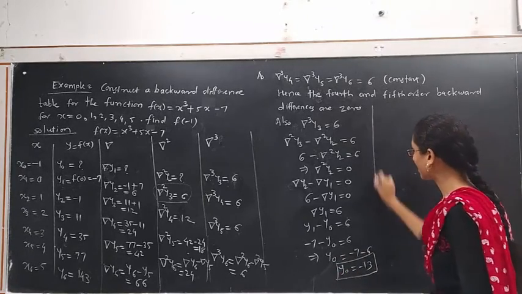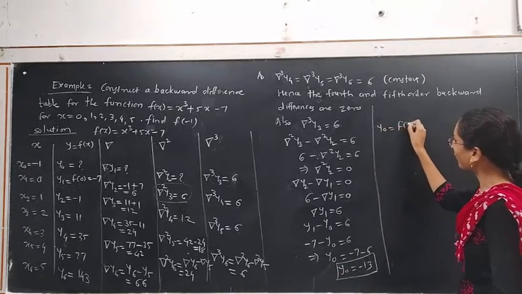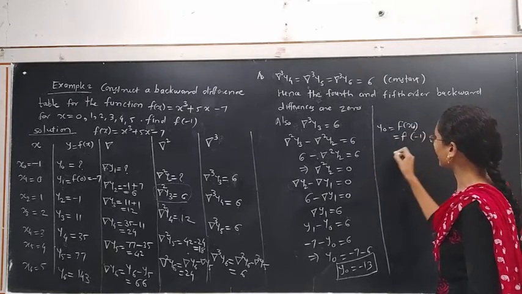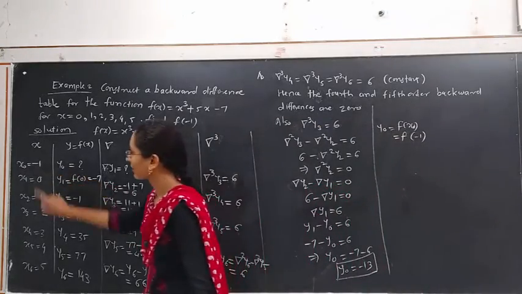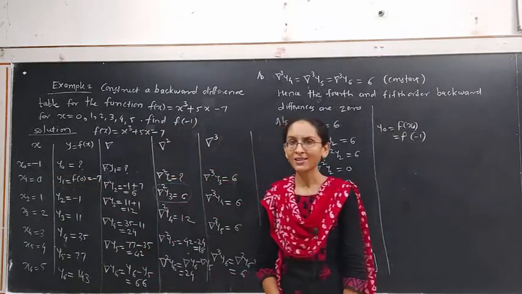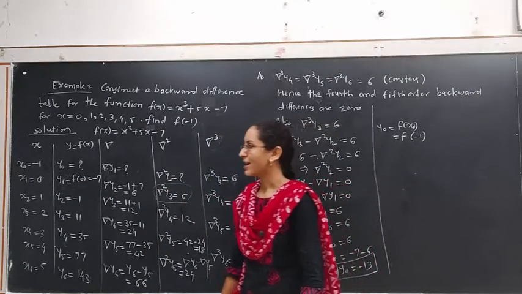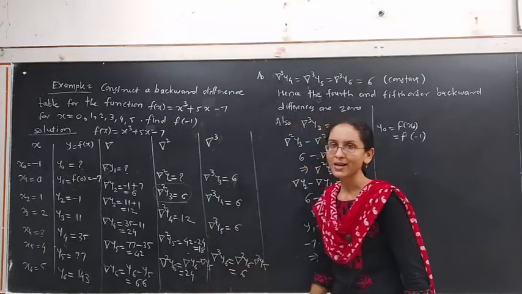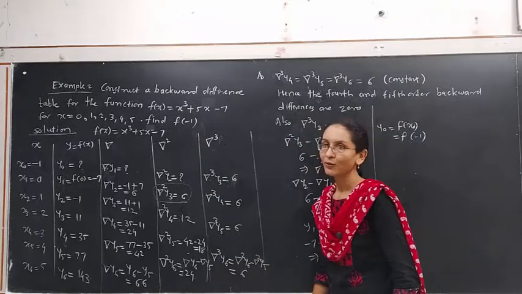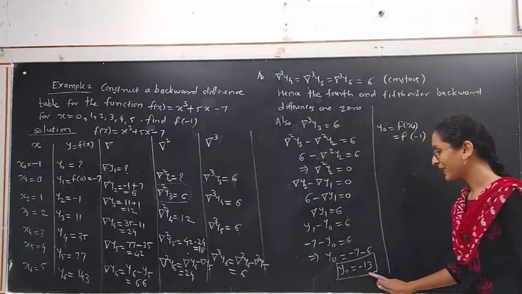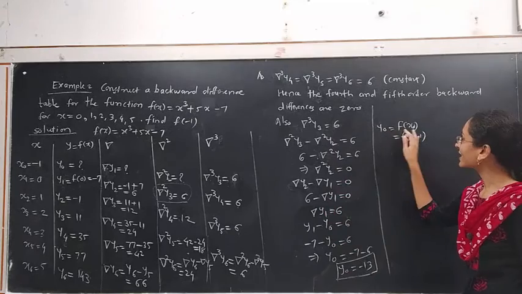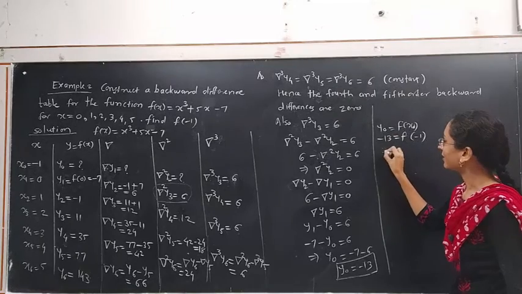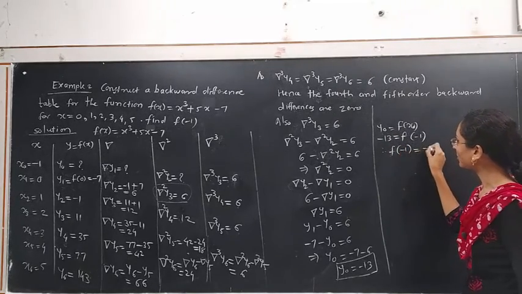What is y0? y0 is f of x0. But what is f of x0? x0 is minus 1, as the value of x lies at the end of the first column. x0 is the initial value of x, and we have to determine the value of f of minus 1. So we find the value of f of x0, which is y0. This y0 value is obtained as minus 13. Hence y0 is equal to f of x0, which gives f of minus 1. The y0 value is minus 13. Therefore, f of minus 1 is equal to minus 13.